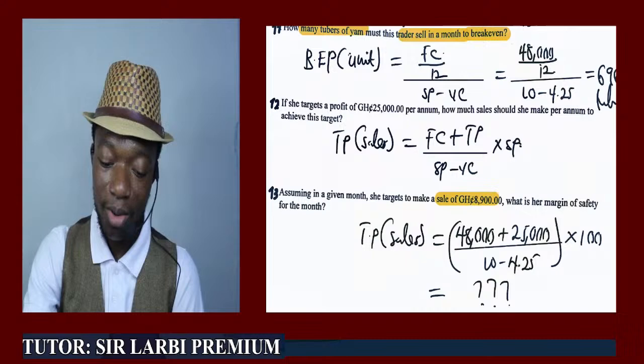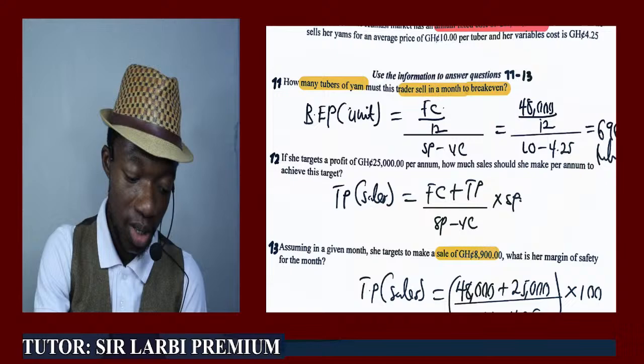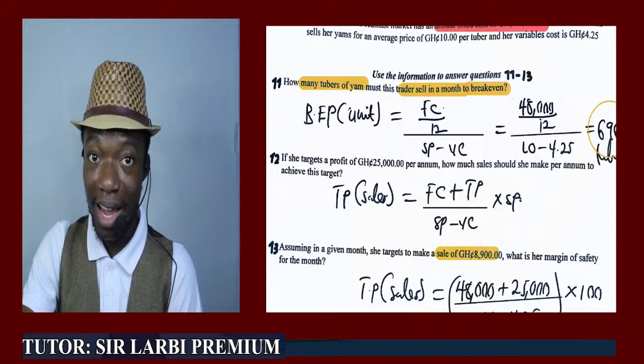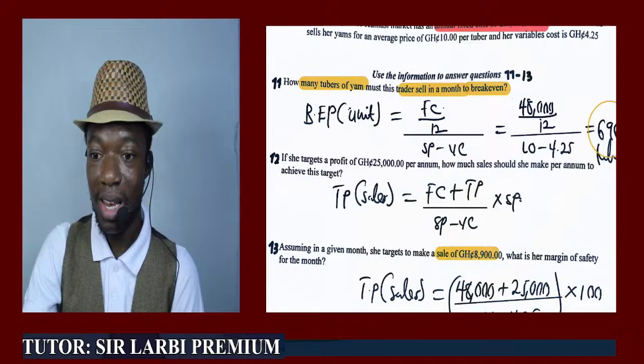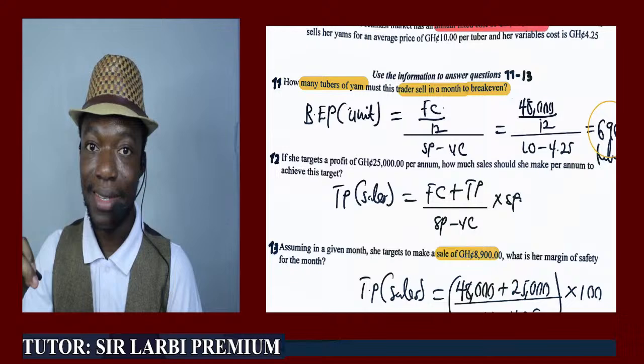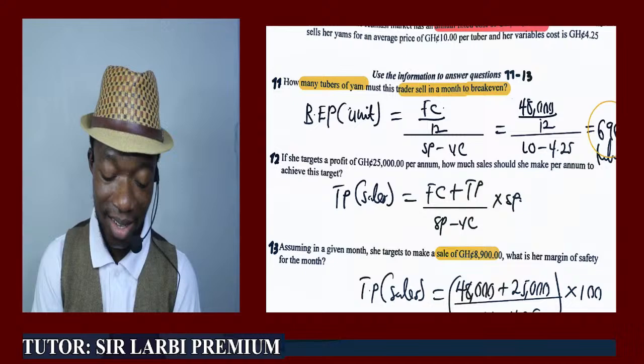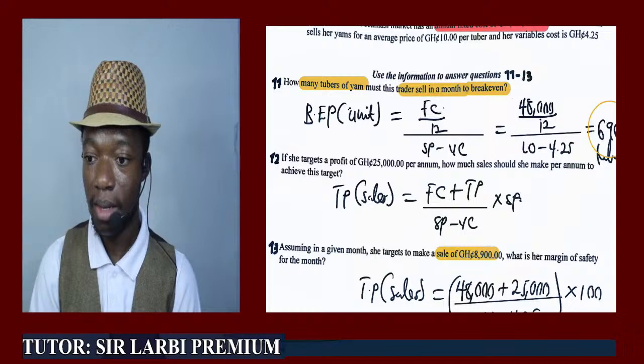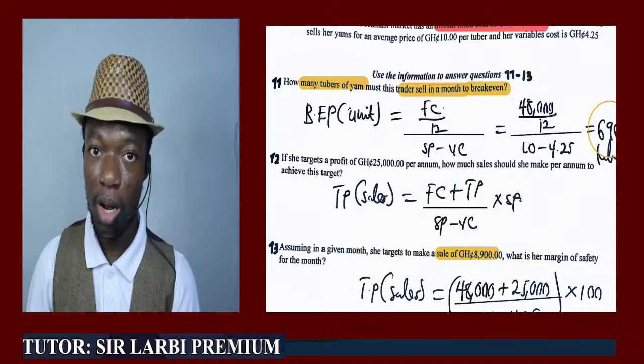But wait, realize that what we calculated here for the break-even was in units. So what do we do? We just have to multiply this by the selling price so that we then compare to the 8,900. My attention was drawn to that so that you don't make a mistake. We don't compare the units with the value. You must have equivalence. So you must multiply the 696, which is the unit, by the selling price. Then you compare it to the monthly sales so that you can get your margin of safety for the month. So let's take note of that. That is how we go when it comes to break-even analysis for a single product.